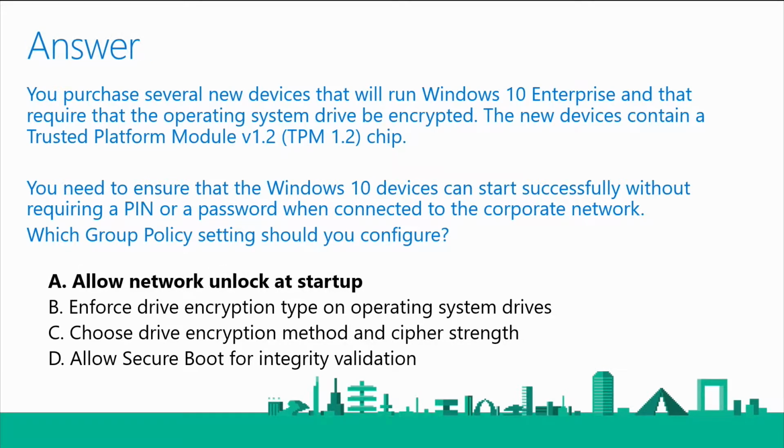So the correct answer here is to allow for network unlock. This is a feature where if your PC is detected as being on the corporate network, it can reach out and unlock itself automatically. We don't require user input for that. If they're away from the network, it behaves slightly differently.